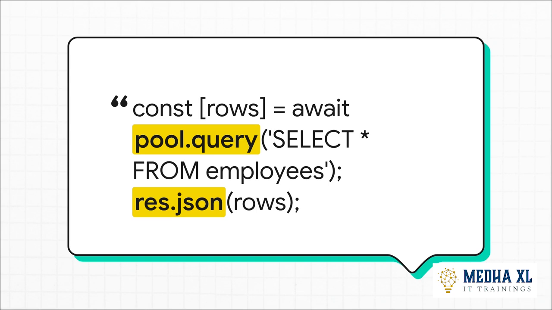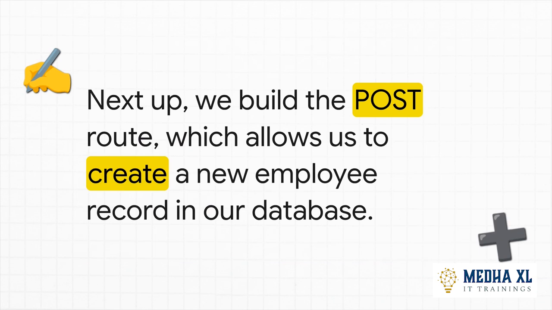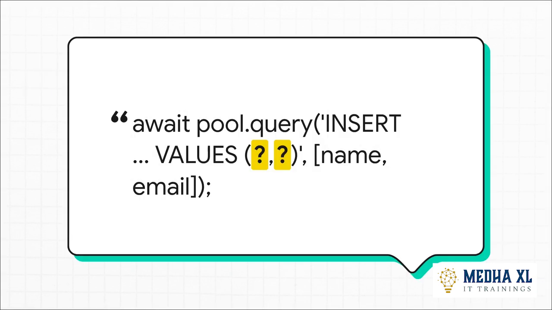That's it. Now, reading data is cool, but an app that only reads data isn't that useful, right? We need to be able to write data too. So next up, we're building the POST route, which is what's going to let us create a brand new employee record in our database. Okay, this piece of code is critically important.